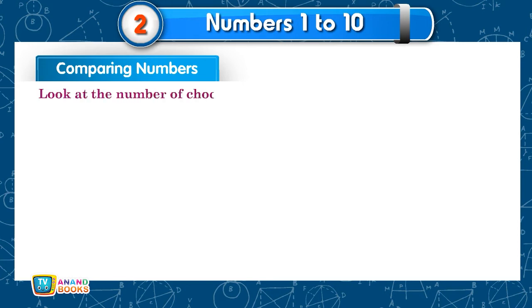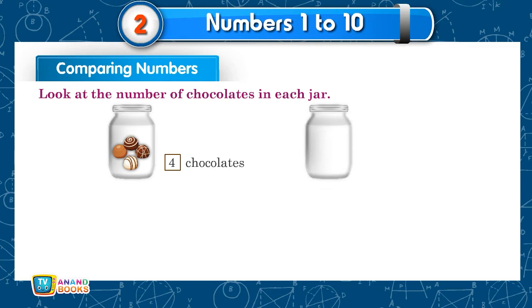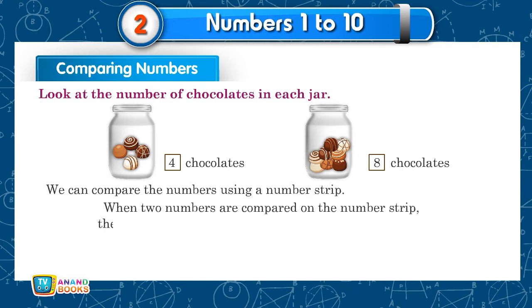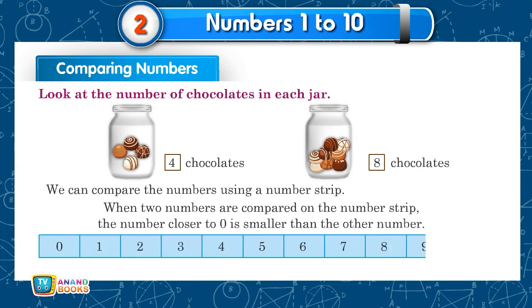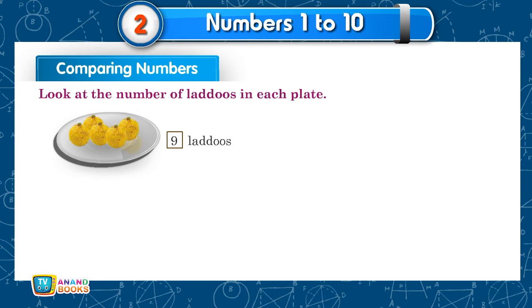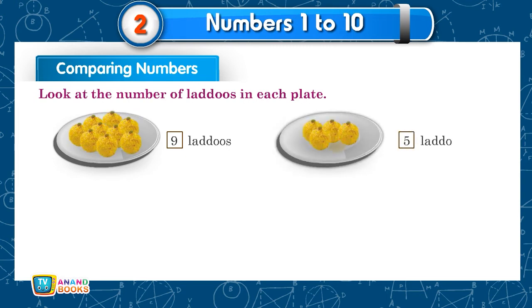Comparing numbers. Look at the number of chocolates in each jar. 4 chocolates, 8 chocolates. We can compare the numbers using a number strip. When 2 numbers are compared on the number strip, the number closer to 0 is smaller than the other number. Thus, 4 is smaller than 8.